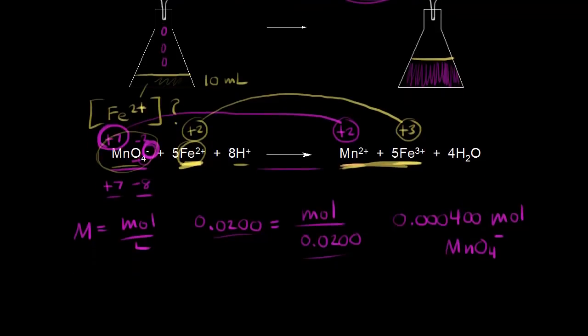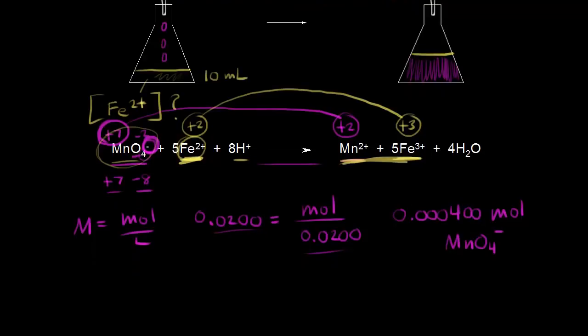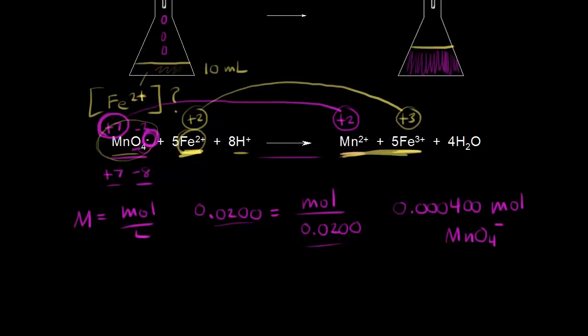All right, next we need to figure out how many moles of iron 2+ we originally started with. And to do that, we need to use our balanced redox reaction. And we're going to look at the coefficients because the coefficients tell us mole ratios. So the coefficient in front of permanganate is a 1, and the coefficient in front of iron 2+ is a 5. So if we're doing a mole ratio of permanganate to iron 2+, permanganate would be a 1 and iron would be a 5. So we set up a proportion here.